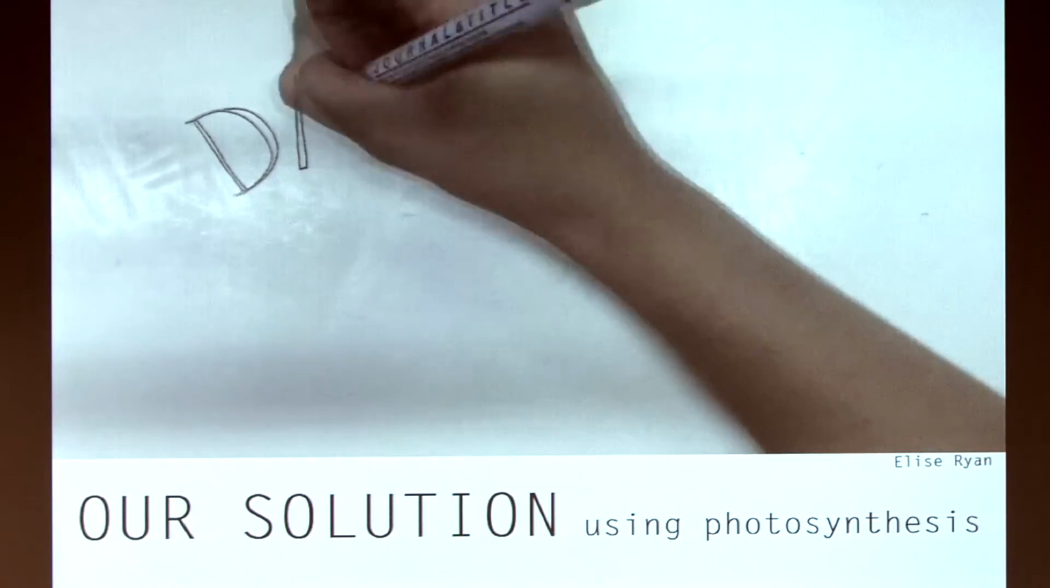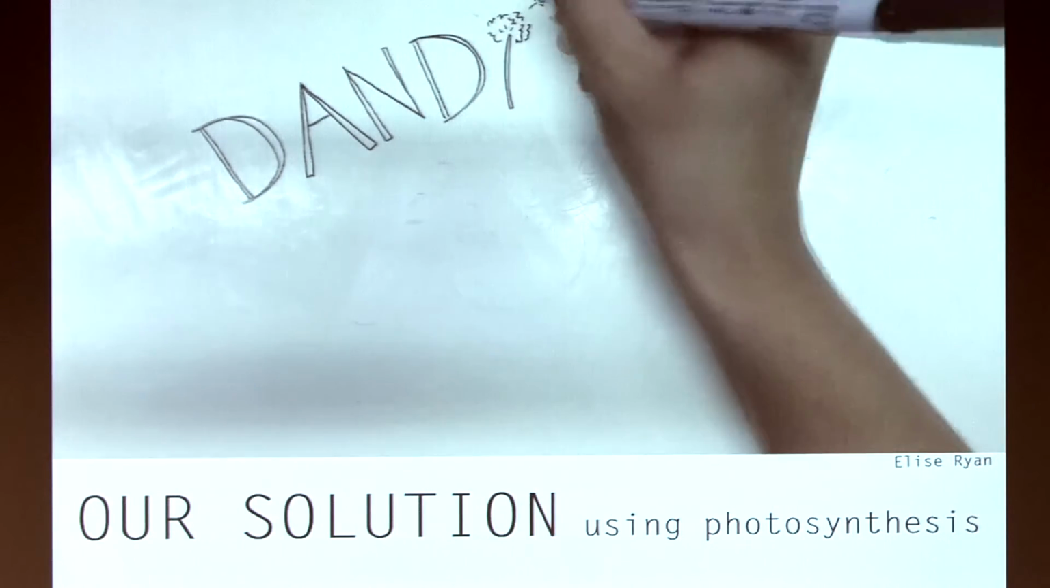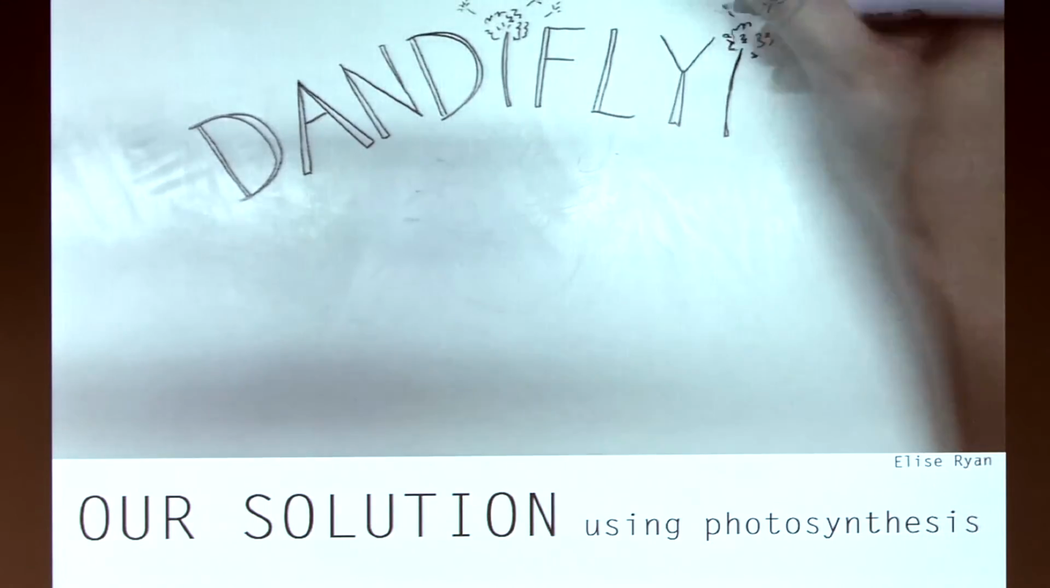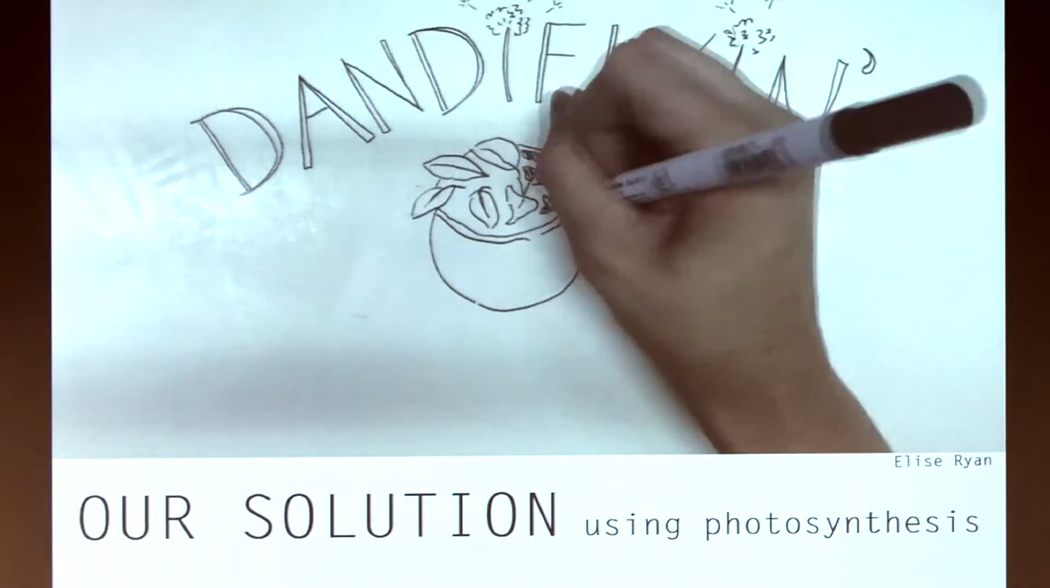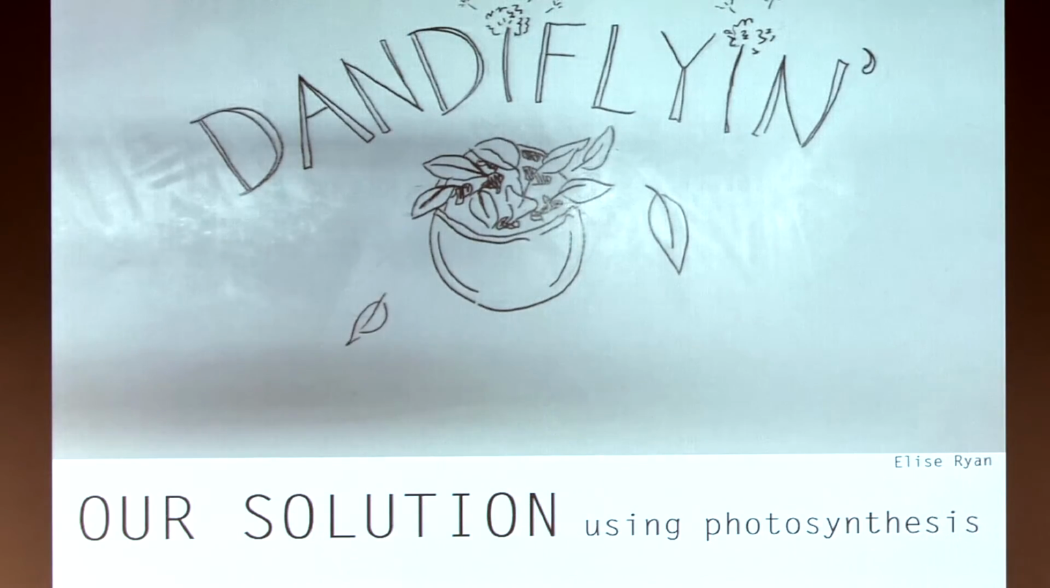So in order to combat the issues that Julia was talking about, we looked at creating a plant that could fly while absorbing carbon dioxide and converting it to oxygen through the natural process of photosynthesis. And the plant would be contained in a spherical structure which retained water and contains hydrogen gas, allowing it to float.